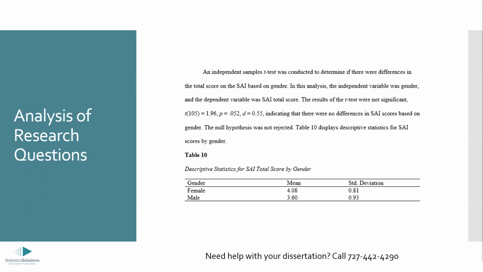And you may also have a table displaying relevant statistics for the test. So for something like a t-test, maybe you have a table displaying the means for each of the groups that you're comparing, like we see here.